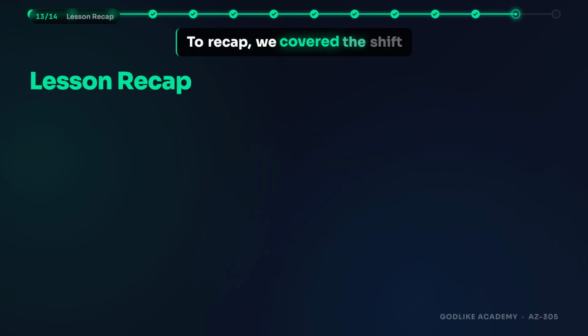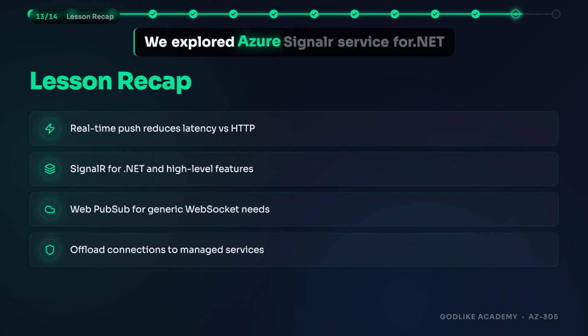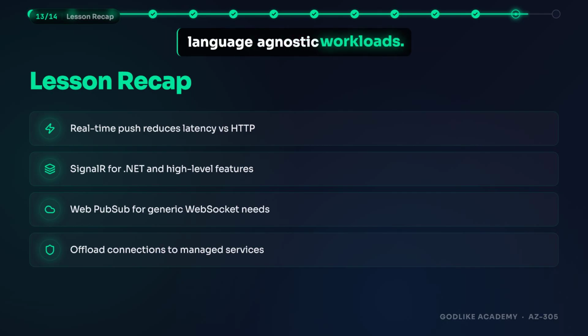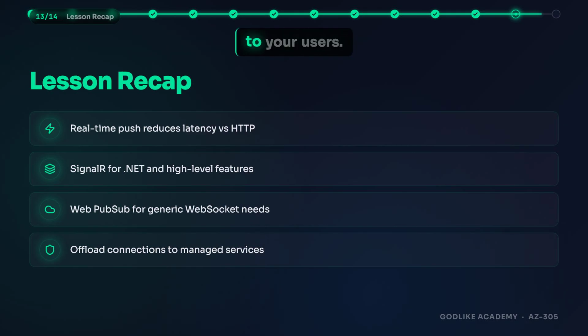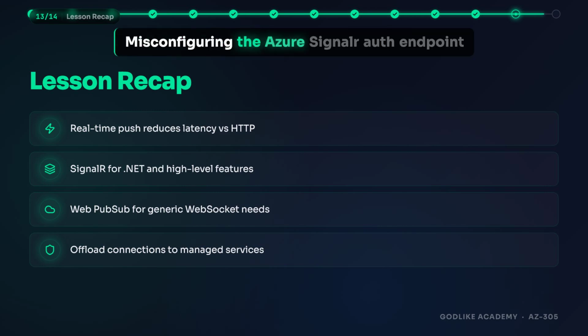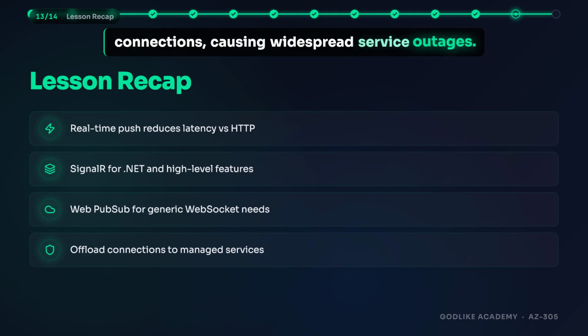To recap, we covered the shift from request-response to push-based real-time communication. We explored Azure SignalR Service for .NET ecosystems and PubSub for language-agnostic workloads. We compared their protocols and use cases and reviewed best practices like using groups and serverless modes. Both services offload infrastructure complexity, allowing you to focus on delivering value to your users. Misconfiguring the SignalR auth endpoint will immediately break authentication chains and prevent legitimate clients from establishing persistent connections, causing widespread service outages.